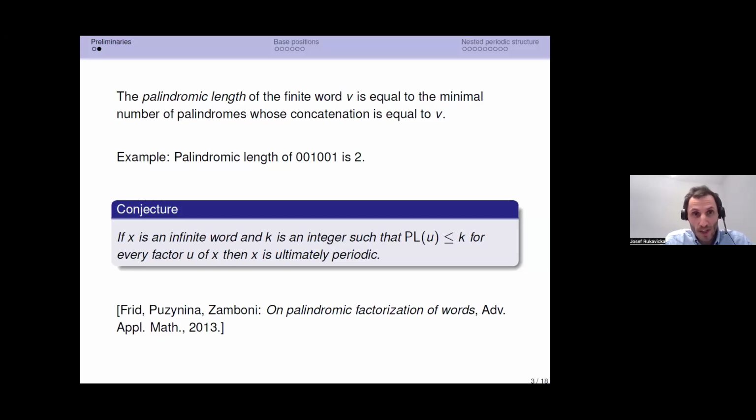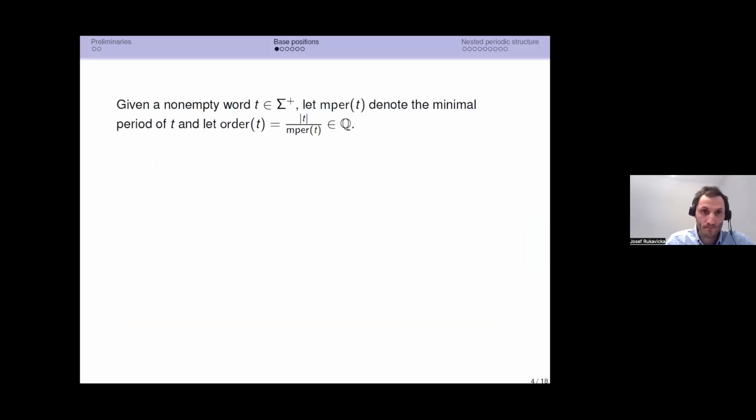For the moment, we can forget the palindromic lengths. We can forget the other results. I will just present one simple but essential result for the paper. For this, I need only a couple of simple definitions. The first is the minimal period of the word t. I think minimal period is nothing new.